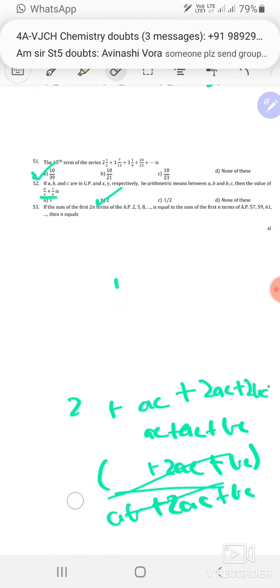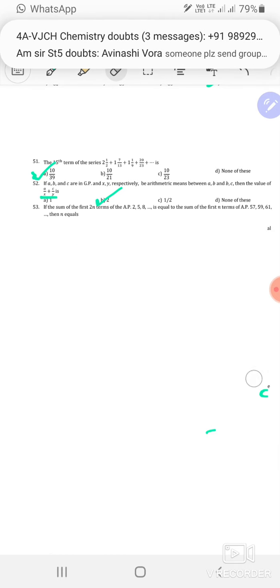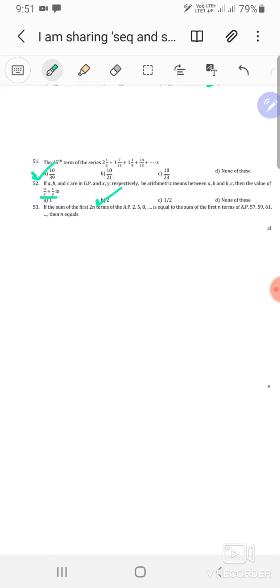The sum of the first 2n terms of the AP 2, 5, 8 and so on is equal to the sum of the first n terms of the AP 57, 59, 61 and so on, then n equals. Okay, fine. So the sum of the first 2n terms of the sequence, that has to be 2n upon 2 into, okay, so what's the difference? The difference is 3. So 2a minus d, that has to be 1 in this case, plus 2n times the difference, which is 3 in this case.